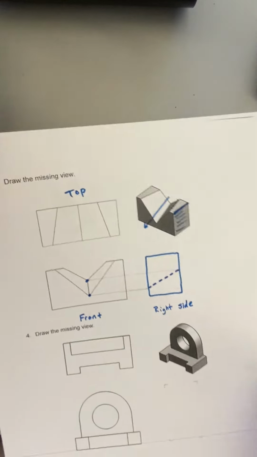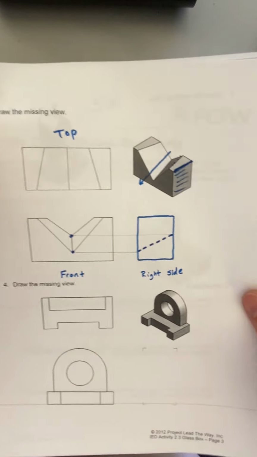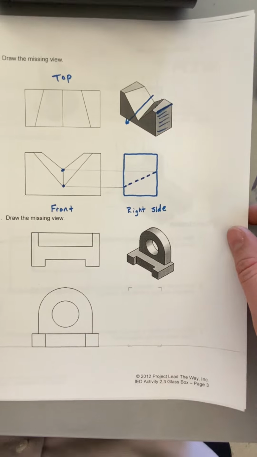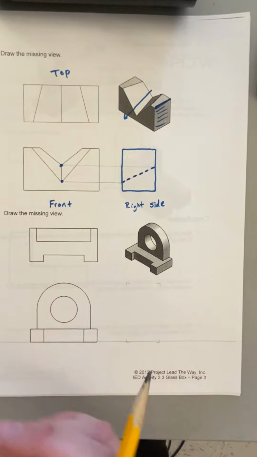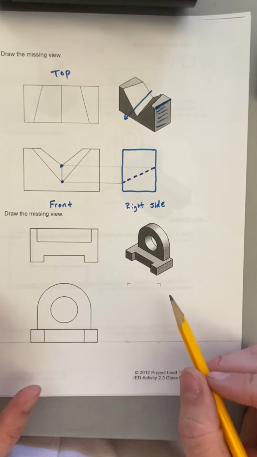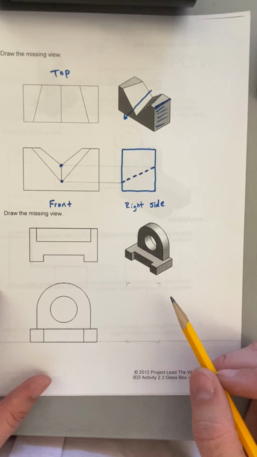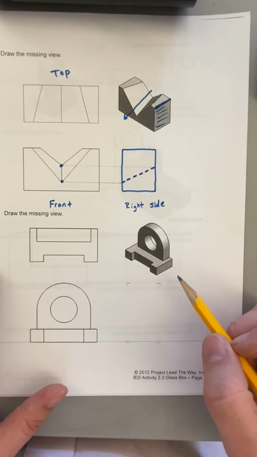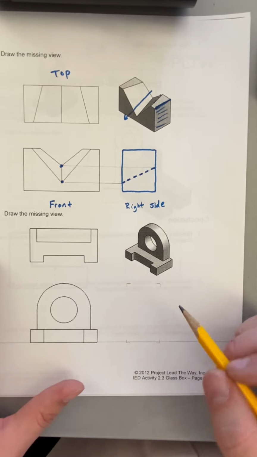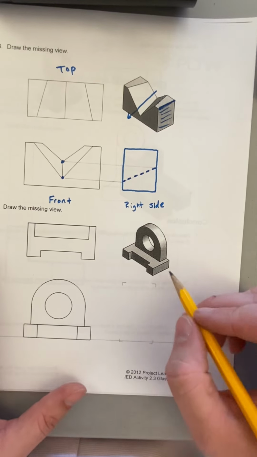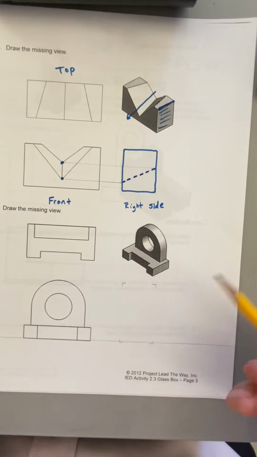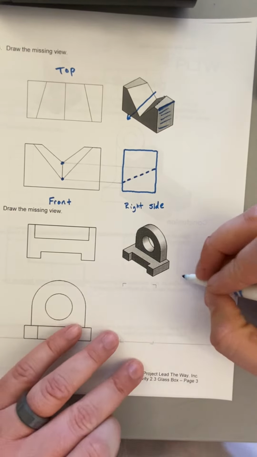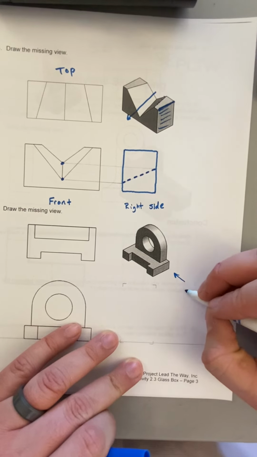All right, so we pick up where we left off, drawing our multi-view drawings. With this drawing that we have here, the item that we're working on, we're going to be viewing it from this view, which is the right side. When I view items, this direction is the right view.